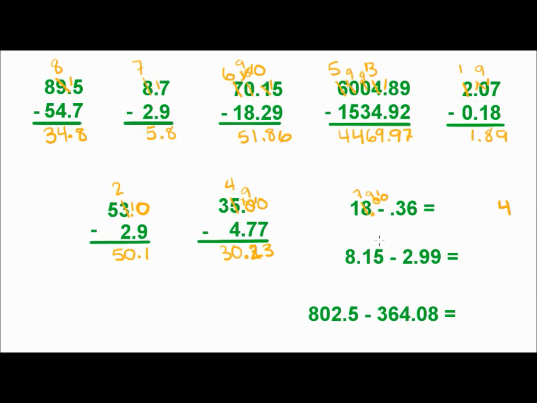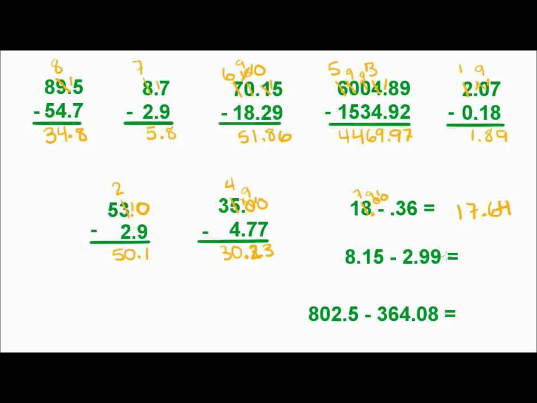We have 9 minus 3 is 6. Put the decimal point. And then 7 minus 0 is 7. And 1 minus 0 is 1, because there's nothing before the decimal point.